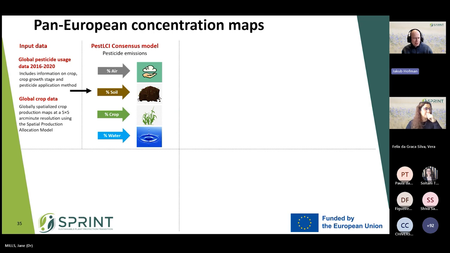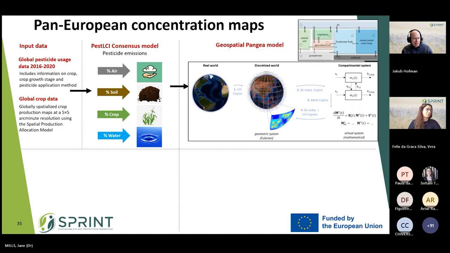then we used the emission distribution model called PEST LCI consensus, which uses the information about crop growth stage and pesticide application methods, and it derives a set of environmental primary emission distributions into air, soil, crop, and water. And it's based on a mass balance after the pesticide application. Next. Then the global geospatial Pangea model was used to build a set of grids for relevant compartments using the Pangea GIS engine and a set of environmental models.